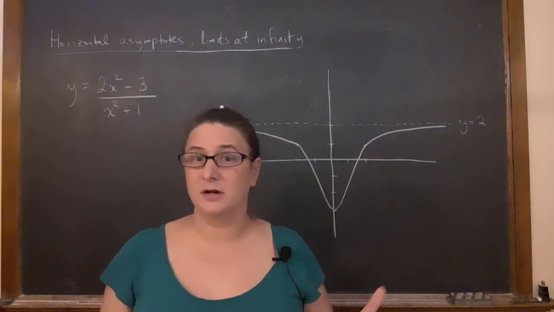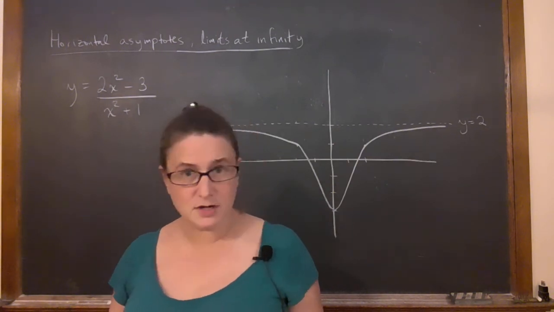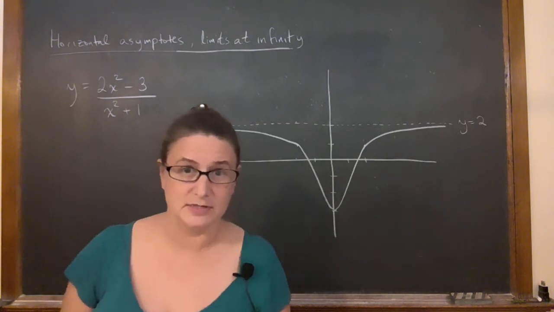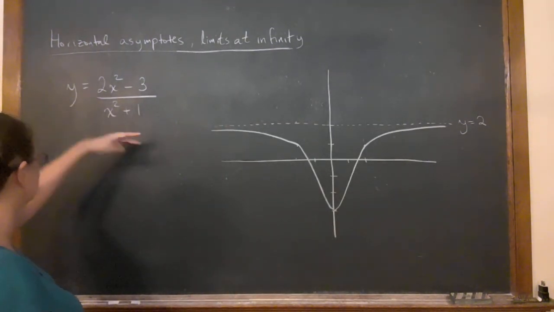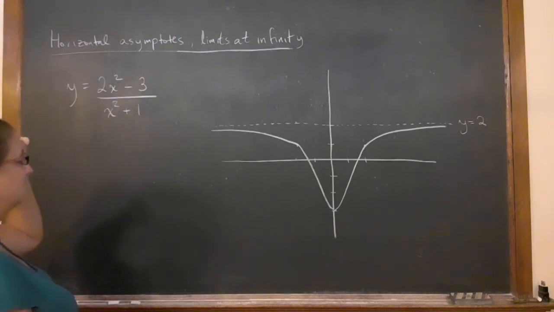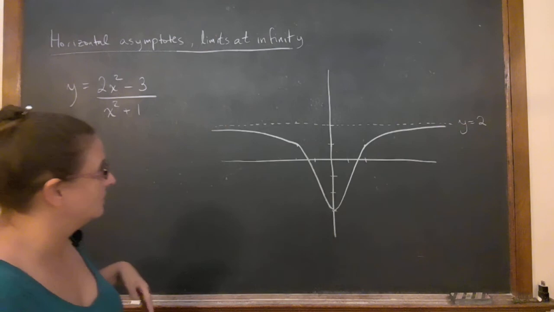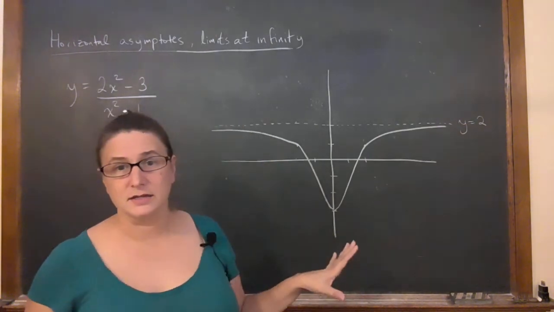We talked about vertical asymptotes. Naturally, the question is, okay, what about horizontal asymptotes? So I'm going to talk about horizontal asymptotes now. I chose this function just for kicks, because it doesn't have any vertical asymptotes and it has a horizontal asymptote. And the graph is like this.